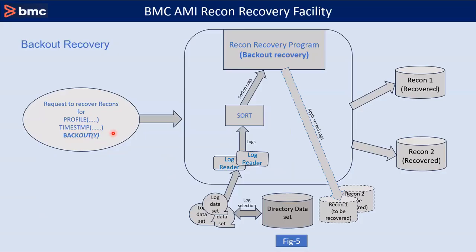So once you pass this keyword, the backout recovery program looks at the directory dataset, which is toward the bottom of the screen. And based on the timestamp, it automatically selects which log dataset it needs to run the recovery. It dynamically allocates those log datasets. Log reader will read those log records, pass them to sort, and the sorted log records are then applied to both Recon 1 and Recon 2.